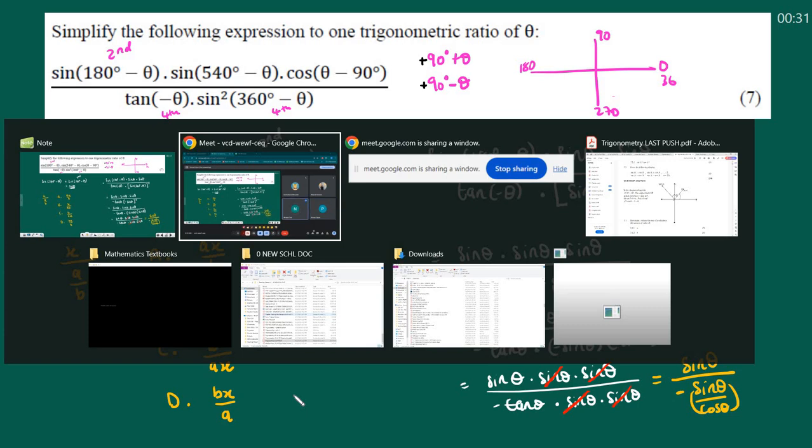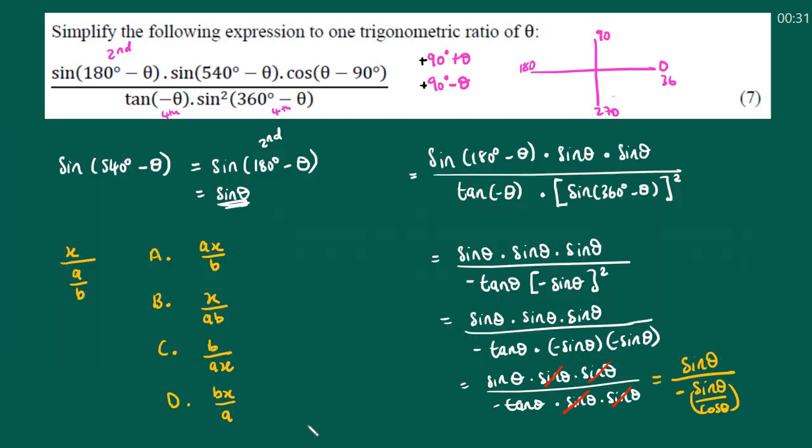D. D. Okay. That's true, guys. The correct answer is D. So how do we get D, right?